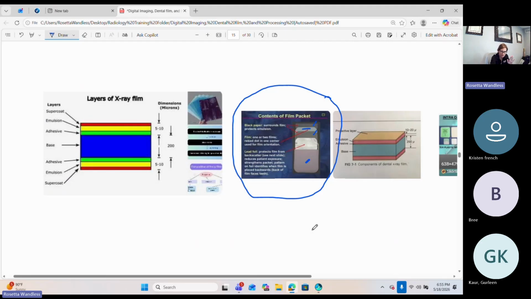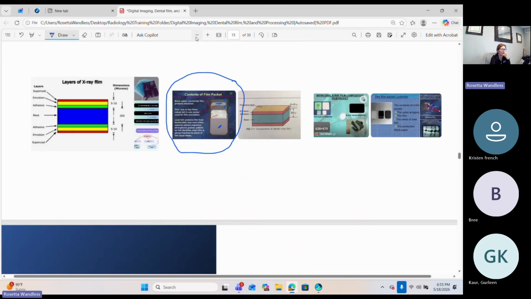Regardless of intraoral or extraoral, we're talking about the film packet at this point. It looks like this. This is for intraoral film packets. If I wasn't clear, that's what we're talking about right now. It's much different from extraoral, but this is for intraoral, okay? Let me put this back out.